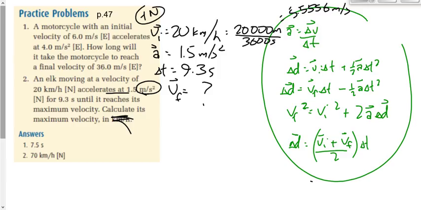Which one looks like it fits the best? None of them. It may be that none of them are perfect. Which one looks like it fits the best? Cameron? A equals delta V over delta T. Okay, maybe that works. Maybe it doesn't. Let's try it.